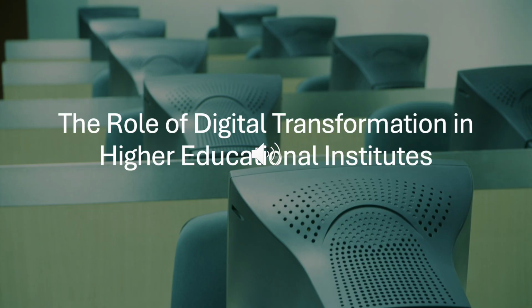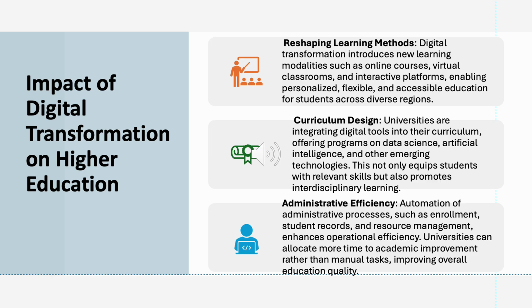So what is the role of digital transformation in higher education institutes? The impact of digital transformation on higher education has three main things. It can reshape learning methods, as digital transformation introduces new learning modalities, such as online courses, virtual classrooms, and interactive platforms, enabling personalized, flexible, and accessible education for students across diverse regions.